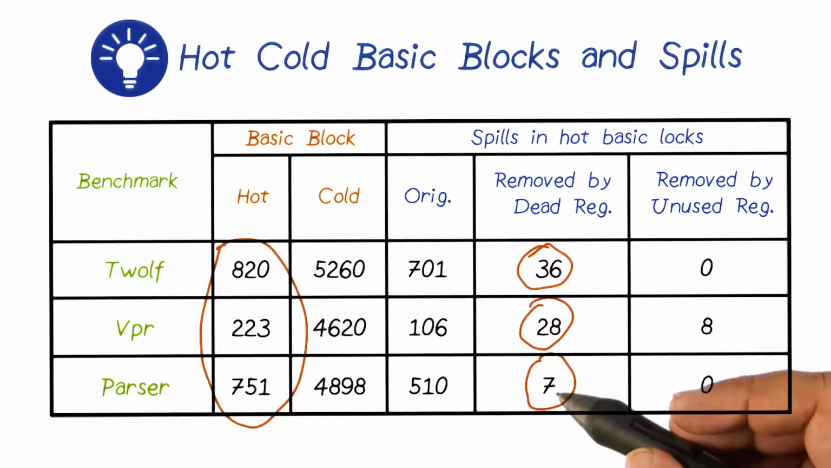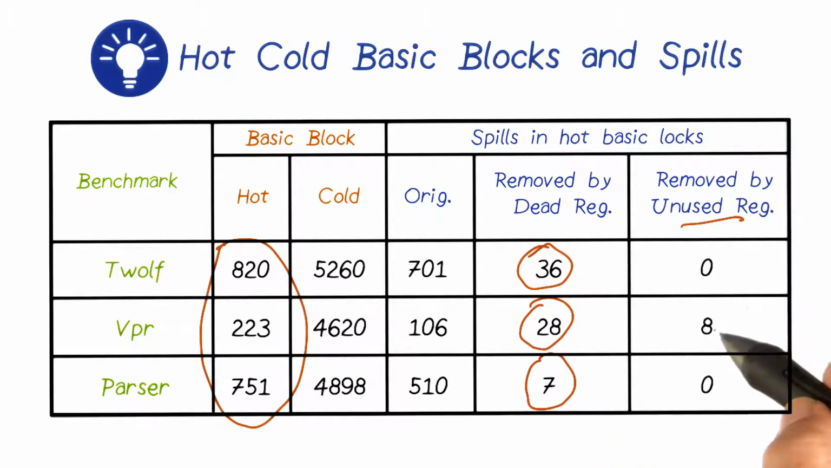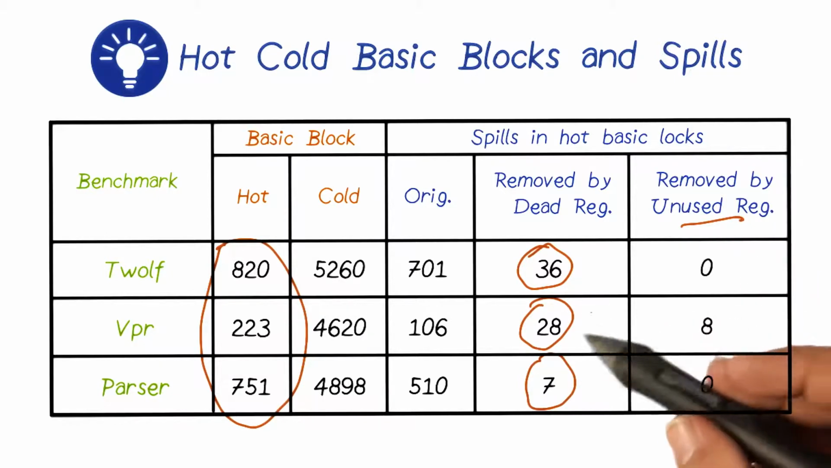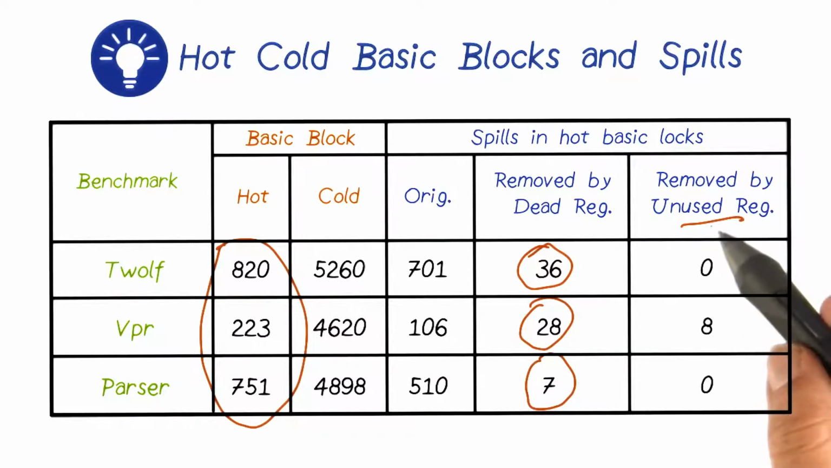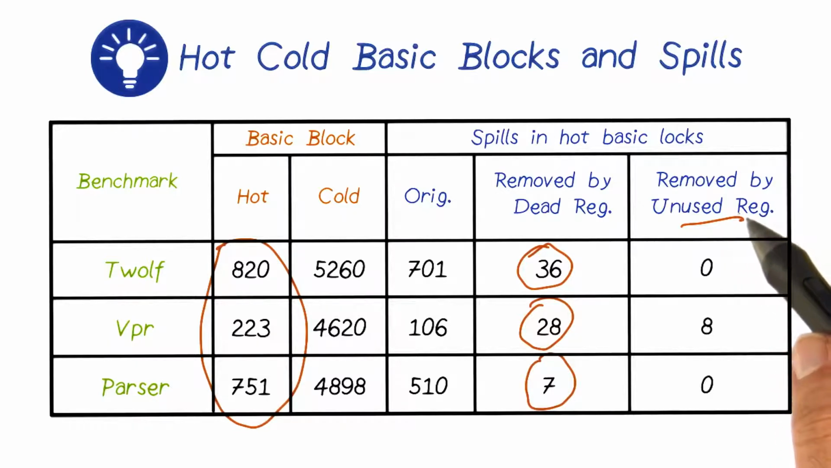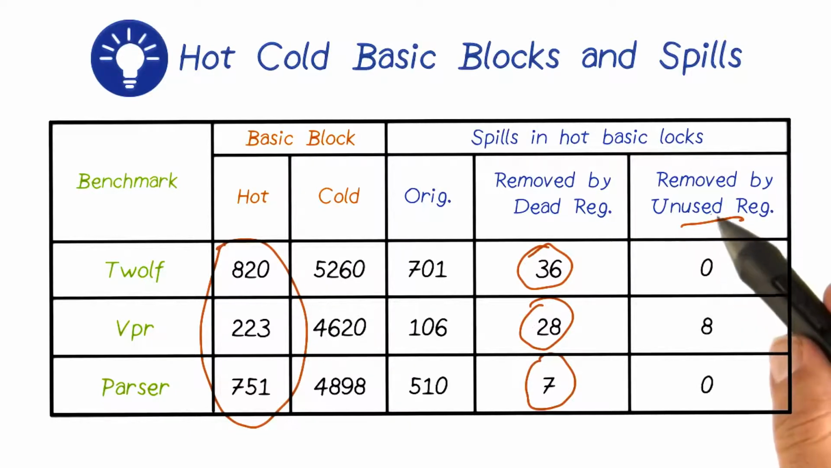Remember, these are the static number of load stores which are present in those many blocks. As compared to dead registers, you can see that unused registers have not been very useful in removing these kinds of load stores. The main reason here is the cost of compensation code. Remember, the unused registers need the original value which is present in a given register to be first stored and then reloaded, and that cost outweighs benefits many times, and that's why sometimes there is no code removed in terms of the spills by the unused registers.